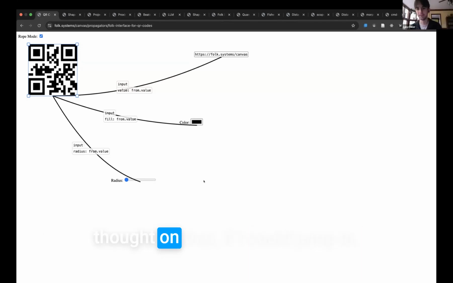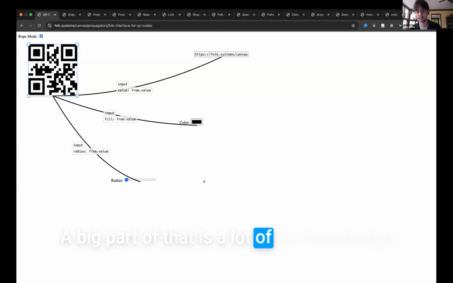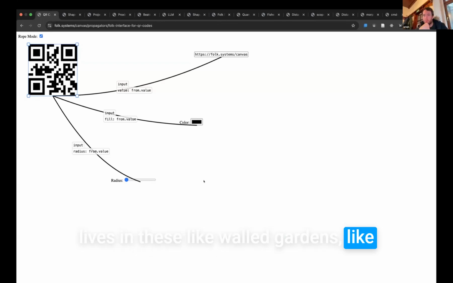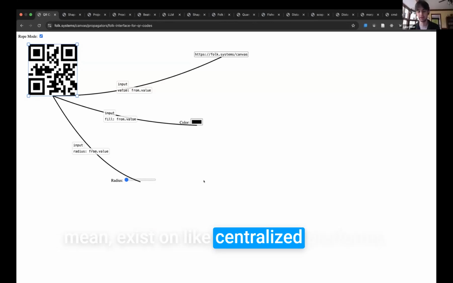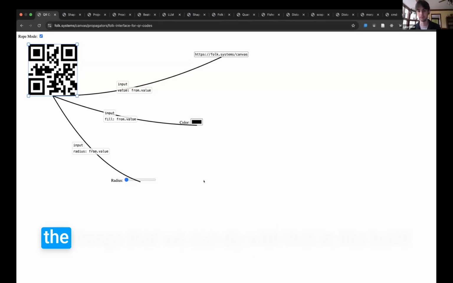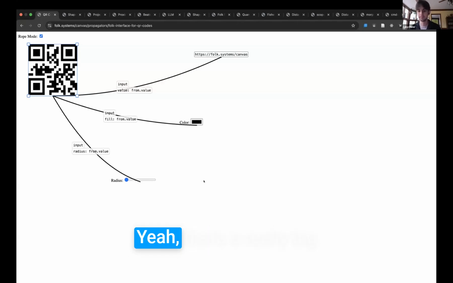So this is kind of... quick thought on that, if I could jump in. Yeah, go for it. I was talking to Z about this yesterday in terms of making Koi compatible with existing infrastructure. Because the point of Koi is knowledge management and sharing, but a big part of that is that a lot of our knowledge lives in these walled gardens. Yep. All of our knowledge sources right now, like Slack, Google Drive, HackMD, exist on centralized platforms. So I think this line of thinking is super relevant for Koi, because one of the things we can do is build adapters or ways of accessing these walled systems, and then pipe those into a common interface so that they can flow freely into the rest of the network.